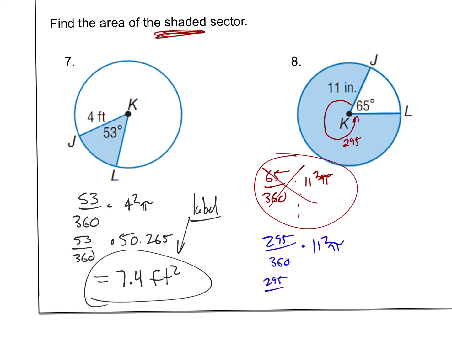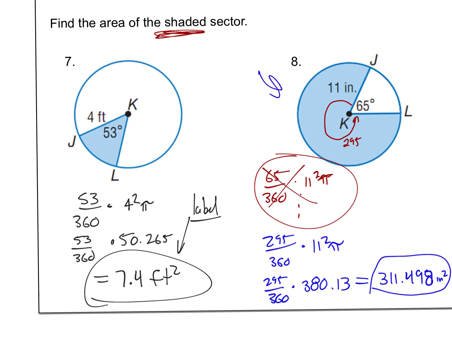So 295 out of 360 multiplied by 380.13. There's my answer: 311.497, 498. And again, that will be inches squared. So be careful. This one's a little bit of a trick. Just try and keep you honest. But make sure you're being aware of what they're asking for and what you're giving to them.